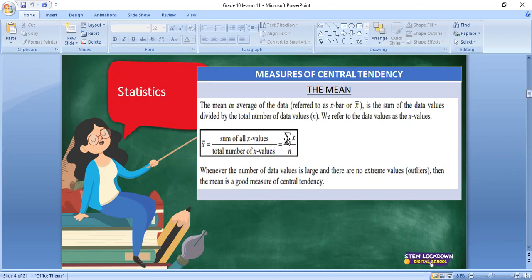S-I-G-M-A, sigma. And what does it mean? It means sum. It means summation. It means plusing, it means addition. Meaning you add all the numbers, divided by how many numbers there are.